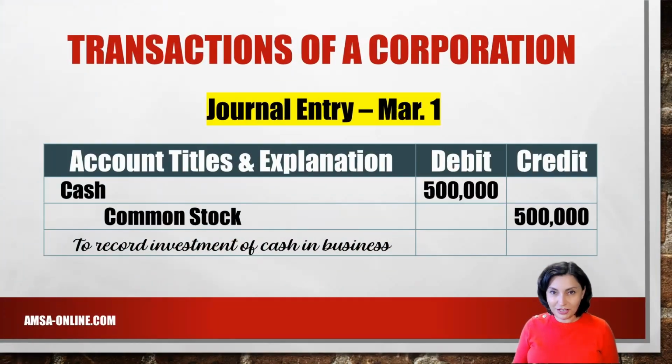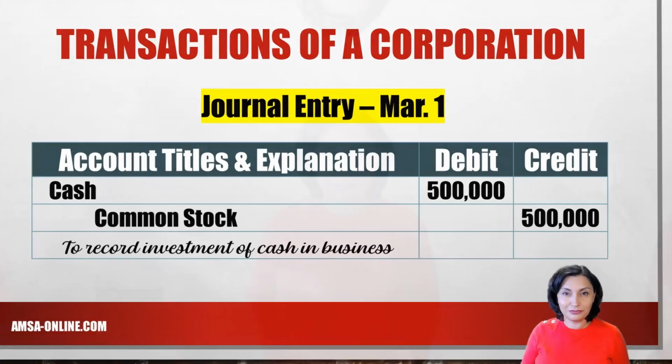Let's look at the first transaction. On March 1st, the founder invested $500,000 cash in the business in exchange for common stock. This transaction is recorded as a debit to cash for $500,000 and a credit to the common stock account for the same amount. Just a reminder, cash is an asset account. It is increased by debit and decreased by credit. Common stock is a stockholder's equity account. It is increased by credit and decreased by debit.